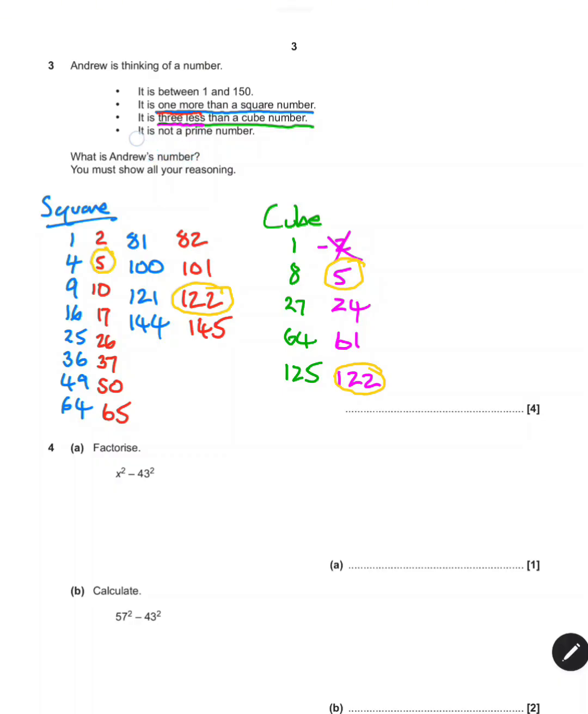Fourth part of this problem says not a prime number. Well, 5 is prime. 5 will only divide by itself and 1 exactly. So it can't be 5. The answer is 1, 2, 2.